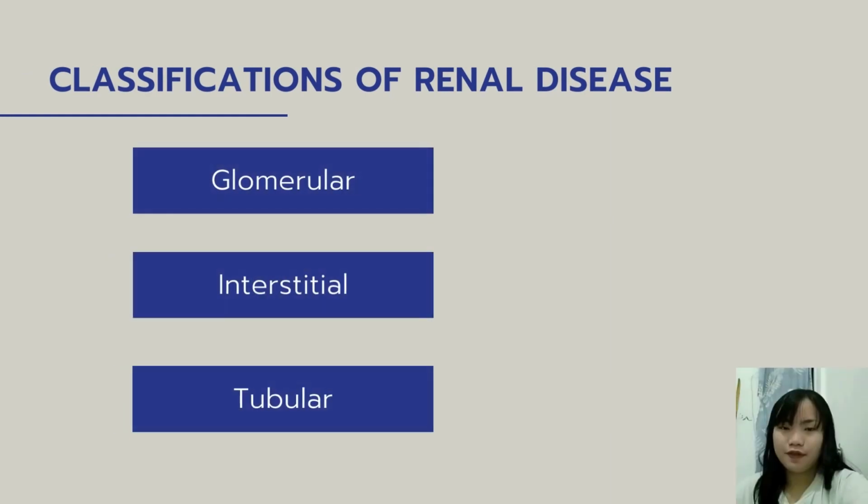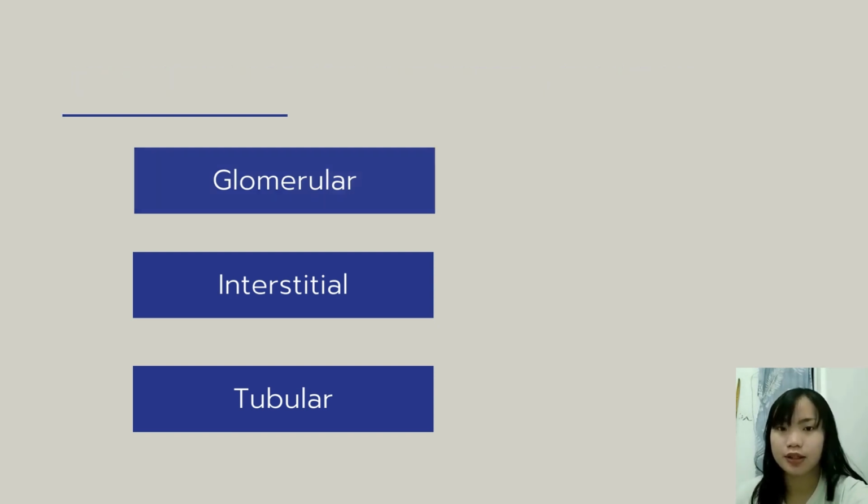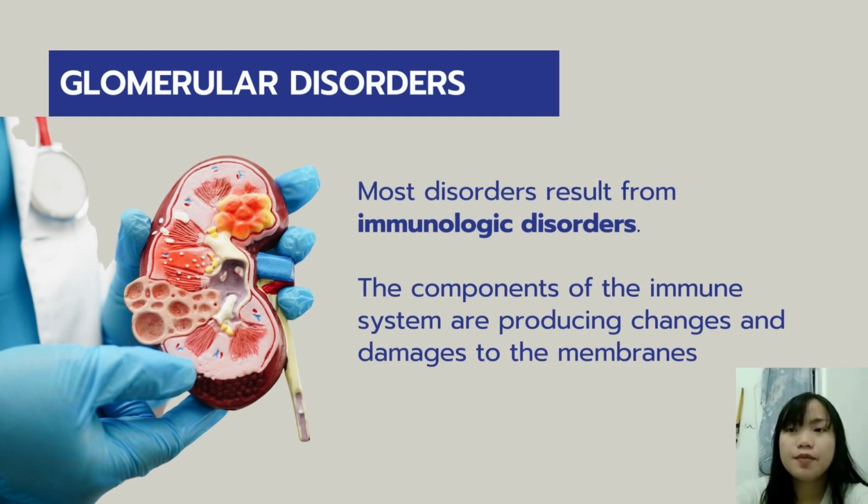There are 3 classifications of renal diseases according to the primarily affected area of the kidney. So we have the glomerular, the interstitial, and the tubular. For glomerular diseases, ito yung mostly dahil sa immunologic disorders.